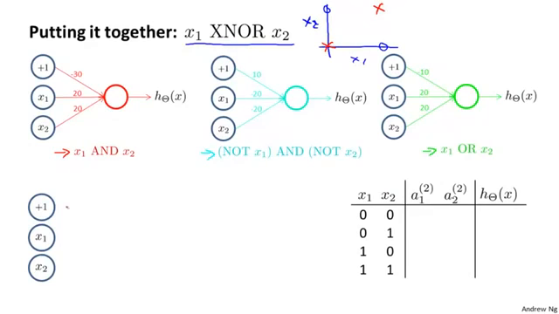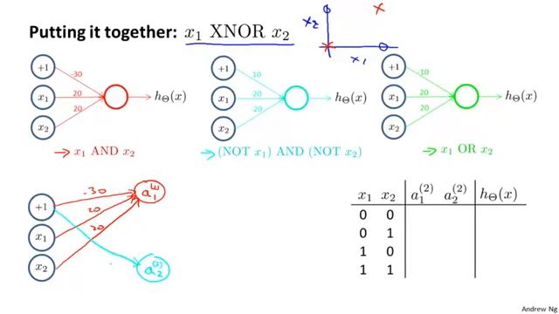Let's draw the network. I'm going to take my input +1, x1, x2, and create my first hidden unit here. I'm going to call this a_1^(2) because that's my first hidden unit. And I'm going to copy the weights over from the red network, the x1 AND x2 network. So I have minus 30, 20, 20. Next, let me create a second hidden unit, which I'm going to call a_2^(2). That is the second hidden unit of layer 2. And I'm going to copy over the cyan network in the middle. So I have the weights 10, minus 20, minus 20.